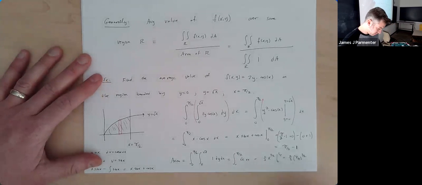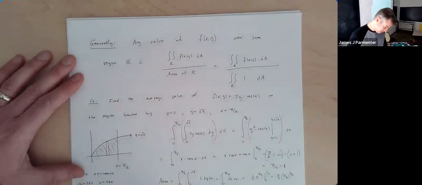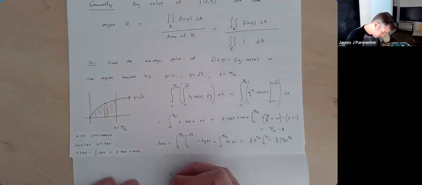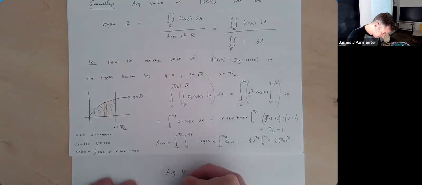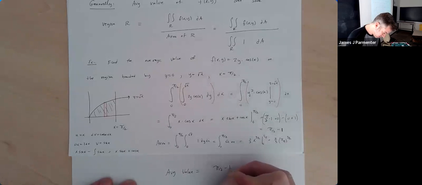But then just to finish the problem here, the average value would be this number divided by that number. There's nowhere to write it, so fine, there's another piece of paper. My average value is going to be pi over 2 minus 1 divided by 2/3 pi over 2 to the 3/2.